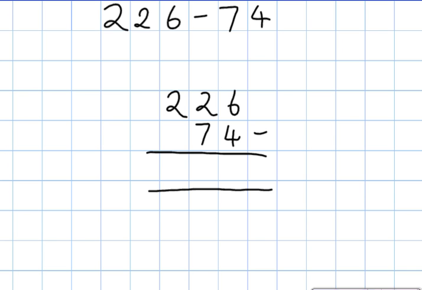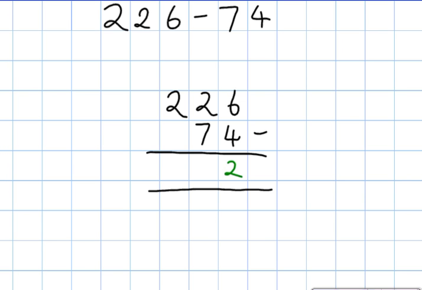My subtraction sign. So, my first part, I'm working from right to left, is 6 subtract 4. 6 subtract 4 is 2. And our next part, we look at the tens. I've got 2 subtract 7. Now that's going to leave me with a negative number, which I don't want.